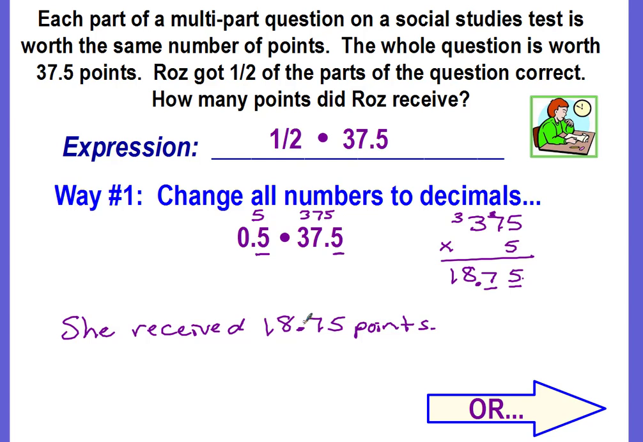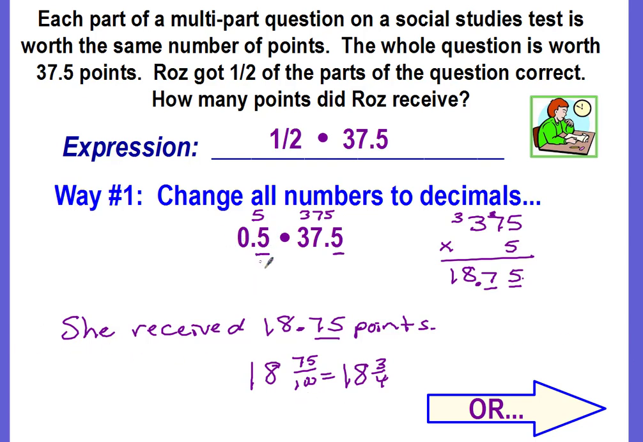Now, what if this were a multiple choice question and your answer choices were all in fraction form? Well, this is easy. This is 18 whole, and this is 75/100, which we know simplifies to 3/4. So it would be 18 3/4 points. This is where those conversions of fractions and decimals really come into play. You really have to know how to do your conversions.